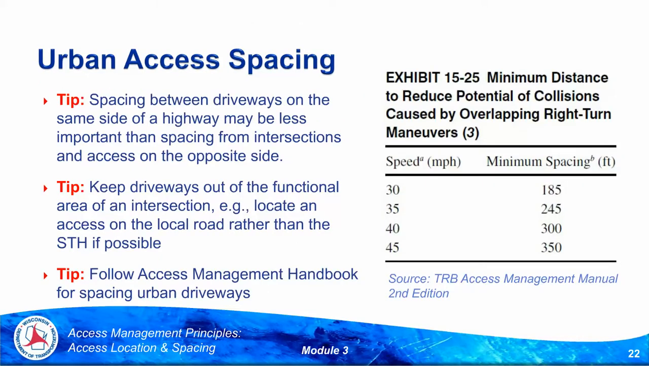If we have questions, we may actually do a traffic impact analysis. Urban access spacing, some tips for designers that we have, and also we list a table from the TRB manual, minimum distance to reduce potential of collisions caused by overlapping right turn maneuvers. Obviously, there's more tables than this in that, but we would refer back to the TRB manual in this situation since we do not have specific spacing guidelines for urban areas.